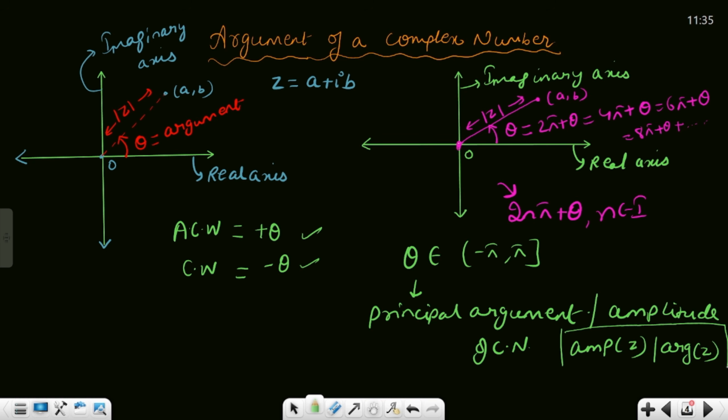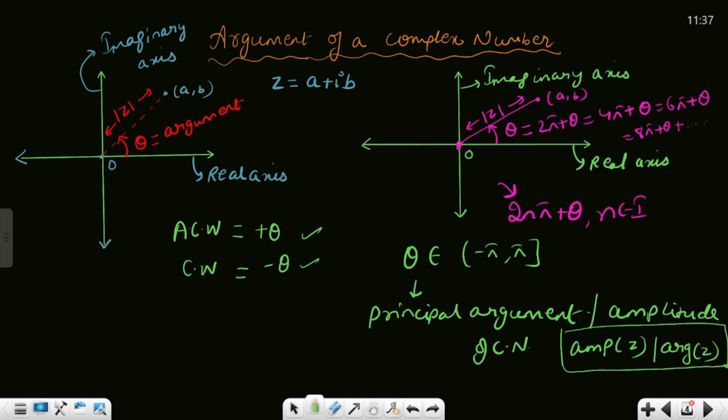So we can say that every amplitude is an argument, but not every argument is an amplitude, because amplitude is unique. If my theta lies between minus pi to pi, then it is called the principal argument, or we can say the amplitude of that complex number.